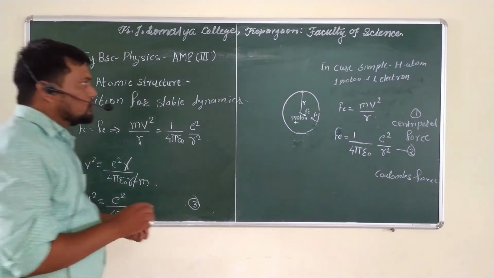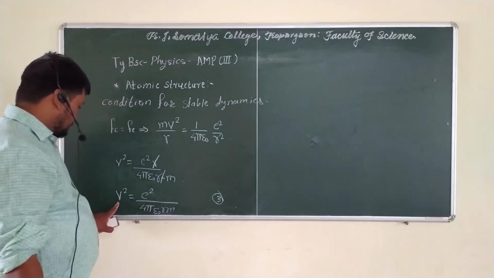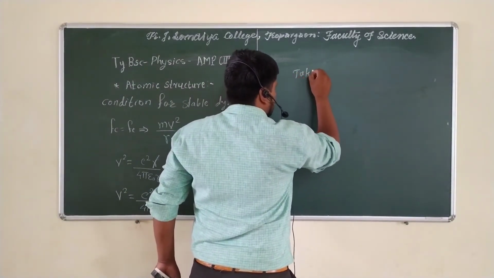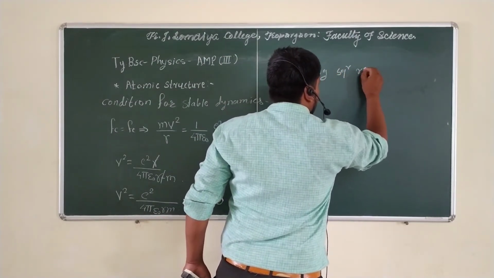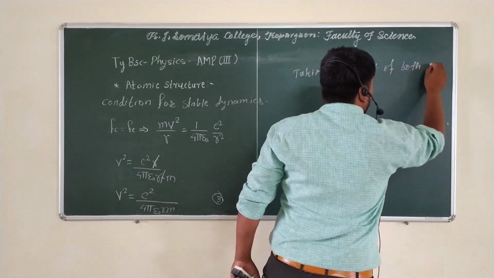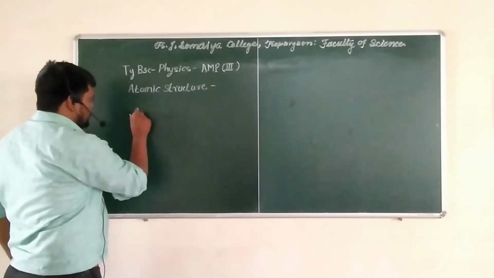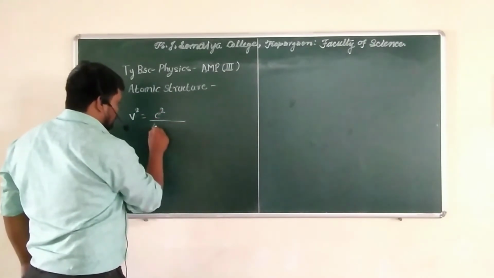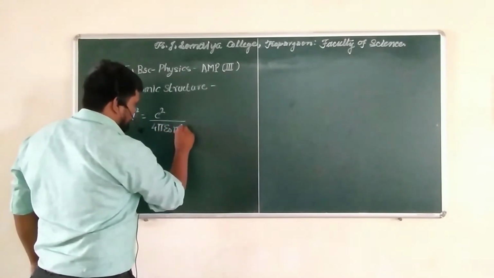Again, we want to calculate the velocity v, so we take the square root of both sides. The last equation gave v square equal to e square upon 4 pi epsilon naught m into r.